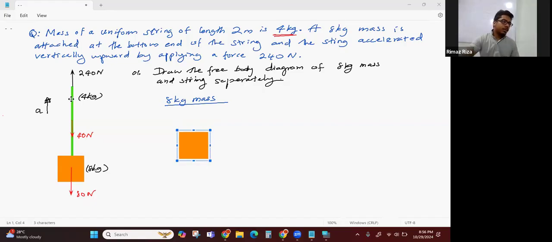Okay. First I will mark the forces, the free body diagram of the 8 kilogram mass. Free body diagram means you have to mark all the forces acting on it, right? So what are the forces acting on this? We know its weight will be there vertically downward from the center of gravity, 80 newtons. And then if you consider here, the tension will be there, right? So here I mark the tension.